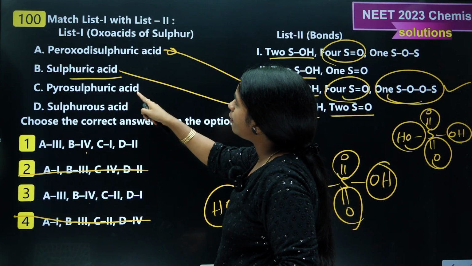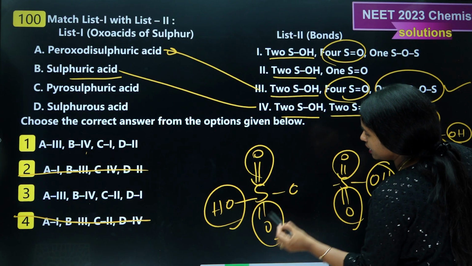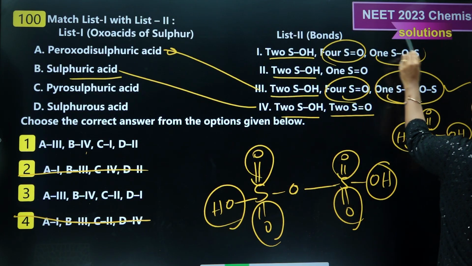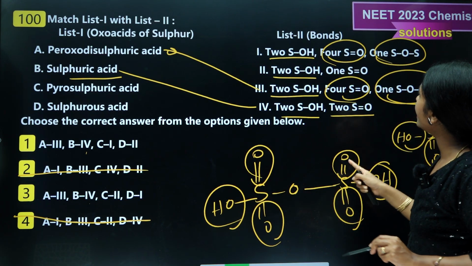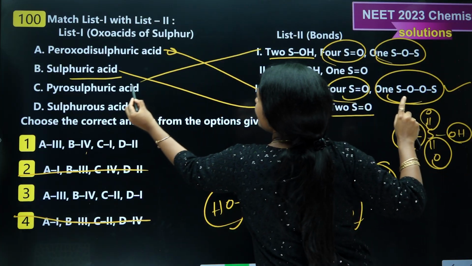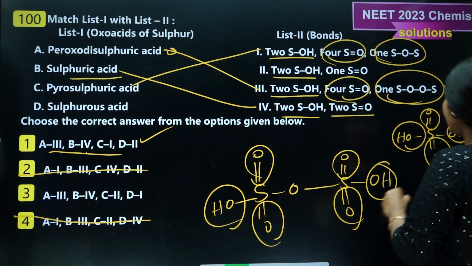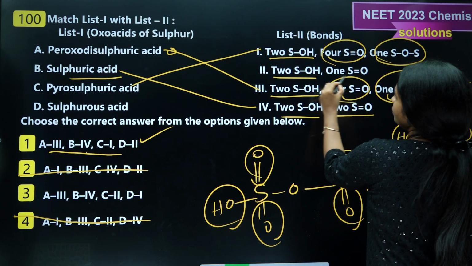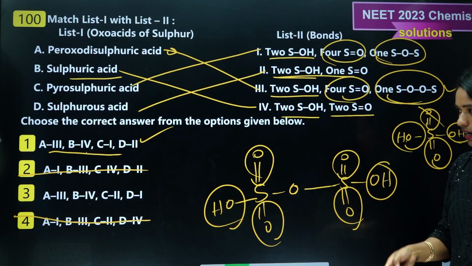Next one is pyrosulfuric acid. In pyrosulfuric acid, if you observe, it won't have one oxygen here. So this is the pyrosulfuric acid structure. It has one SOS linkage, 2 SOH bonds same as before, 4 S double bond O groups and 1 SOS linkage. So C is 1 here. Then you can mark sulfurous acid, same structure, without one oxygen too. So 2 SOH linkages and 1 S double bond O. So option number 1 is the correct answer.